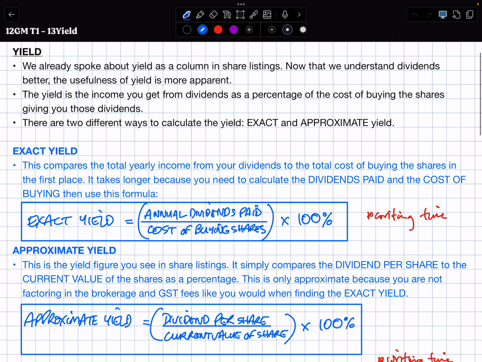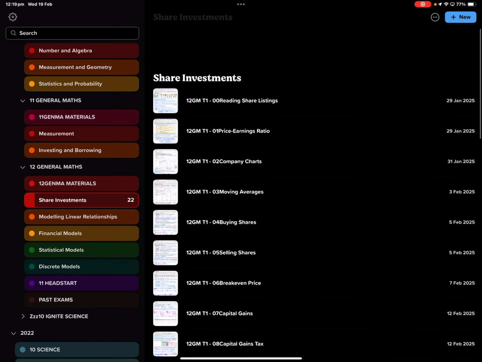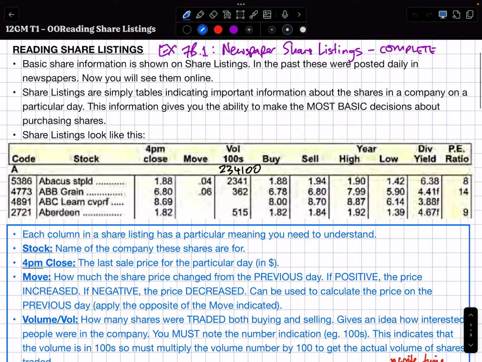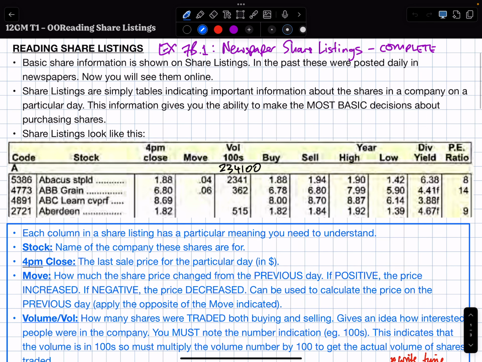So the next lesson is about the idea of yield. We've discussed yield previously. It was in the very first lesson we spoke about. Yield was this column here. And we discussed it as, that's how much money you get back in dividends compared to how much you spent. Right now, it's just a percentage. The higher percentage, the better. Now we're actually going to calculate it.